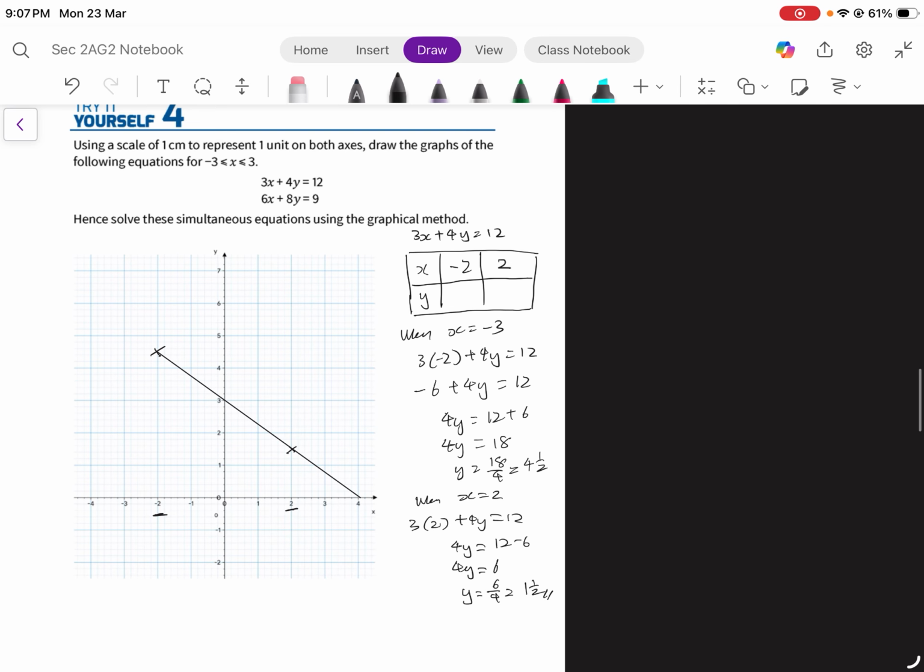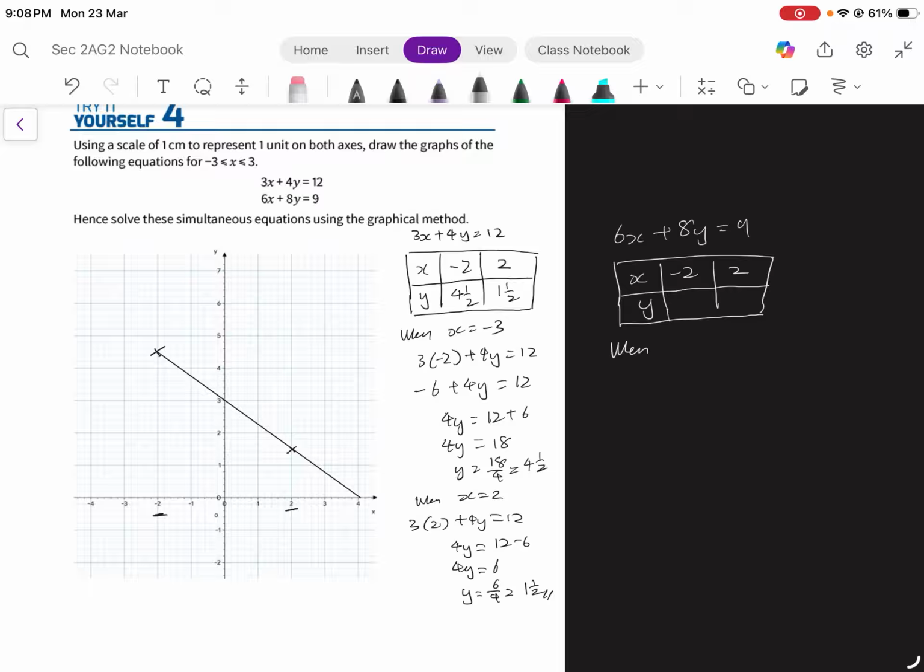Right, so let's use the other equation. Oh wait, I have a few values: 4.5 and 1.5. Okay, so the next one will be 6x plus 8y equals 9. And then again, we do the same thing. We try to use minus 2 and 2. So when x equals minus 2, I will have 6 bracket minus 2 plus 8y equals 9, and this is minus 12. So 8y equals 9 plus 12.